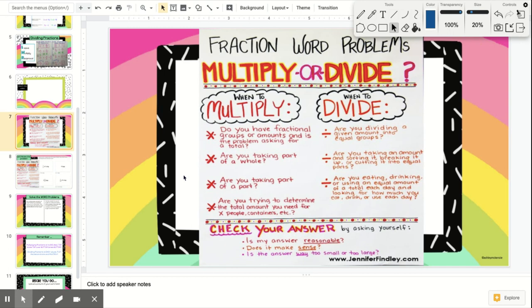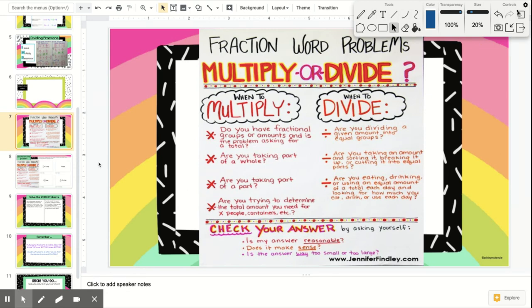So, it would be a good idea for you to screenshot this. If you're reading a word problem and you're asking yourself, do I multiply? Do I divide? Maybe these questions will help you to decide.